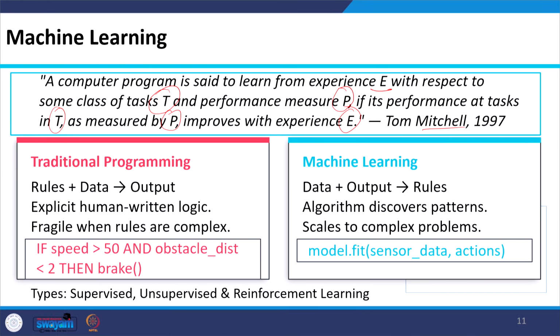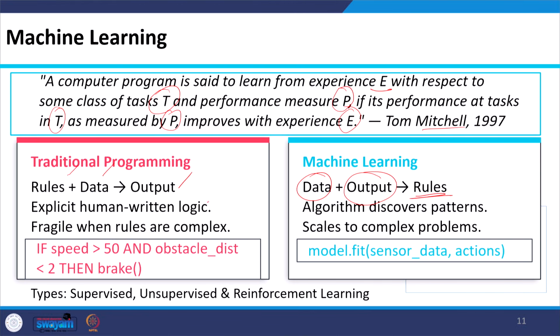As I was telling you, I am going to talk in this lecture most of the time from the robotics perspective. In traditional programming, what do we do? We have rules, that is the program you write, you give some input to the program, that is the data, and you get the output. But in machine learning we have the data and we have the output. That is, we have input and we have output, and we generate the rules. That is the difference between traditional programming and machine learning.